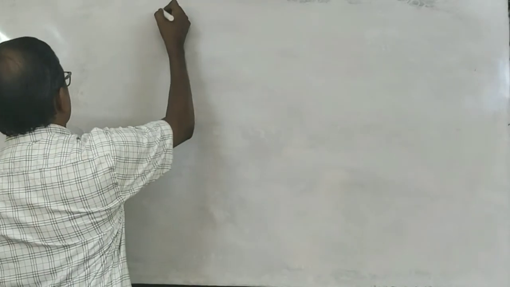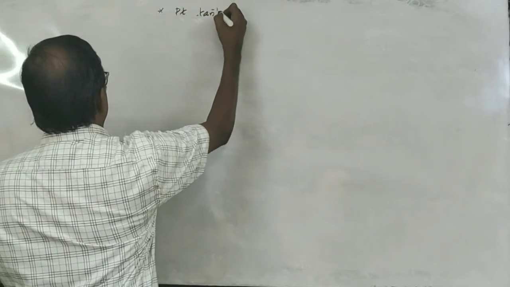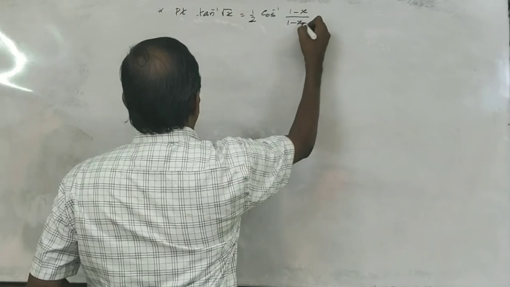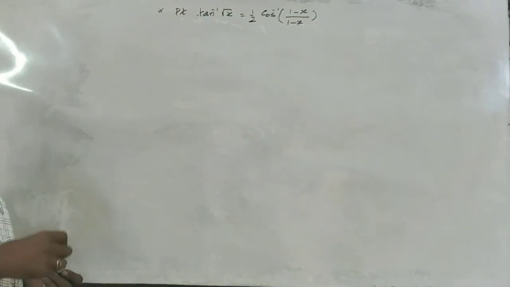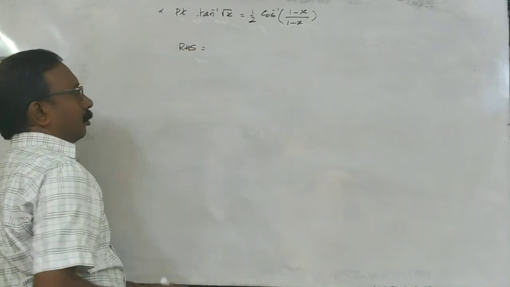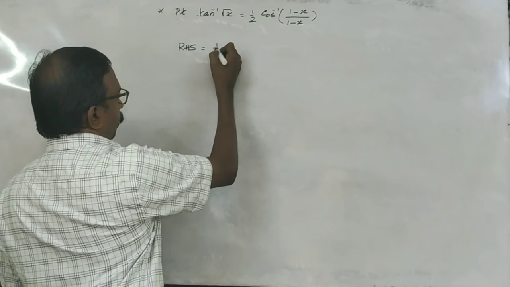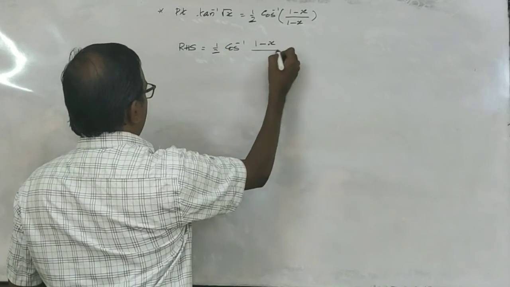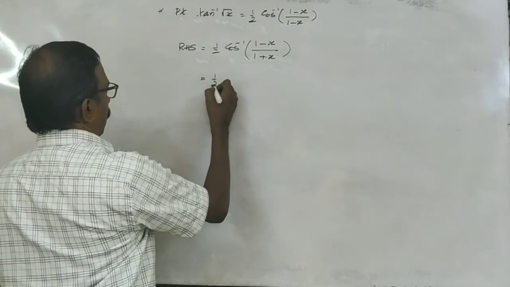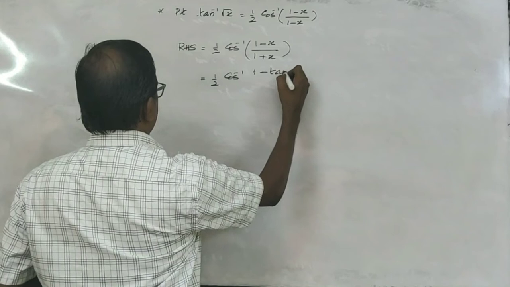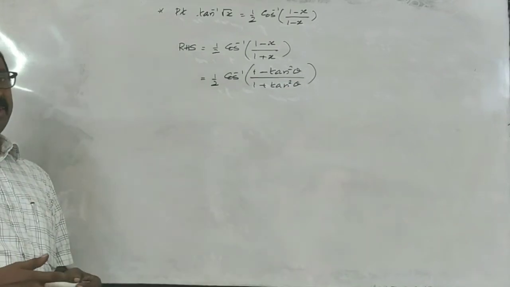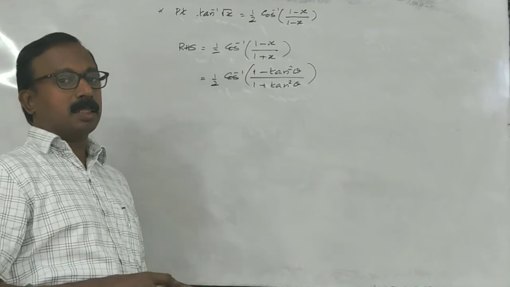Next question is, prove that tan inverse root x is equal to half into cos inverse of 1 minus x by 1 plus x. Here, when we take the RHS, it is half into cos inverse of 1 minus x by 1 plus x. Here, we put x is equal to tan square theta, so half into cos inverse of 1 minus tan square theta by 1 plus tan square theta. Learn by heart these relations, especially multiple, submultiple angles and some difference formulas.